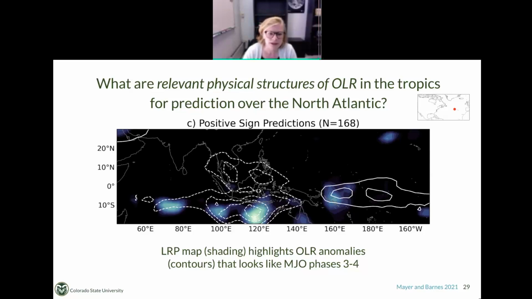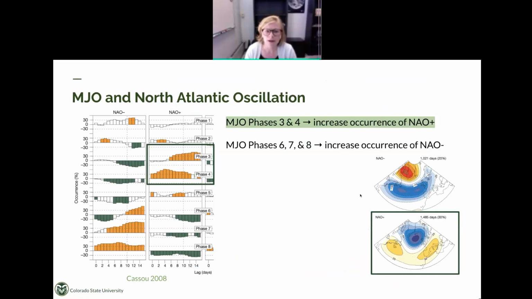So you can see that the neural network is highlighting the Indian Ocean and into the maritime continent, as well as the Western Pacific. And this looks a lot like MJO phases 3 and 4. This is consistent with previous research, as we know that MJO phases 3 and 4 lead to an increased occurrence of the positive NAO, which you can see here in our region is a positive sign anomaly. So this is consistent with research that we know.